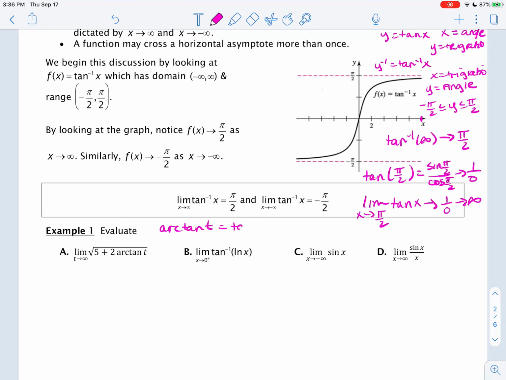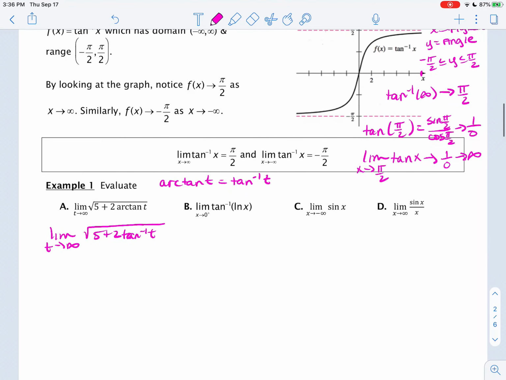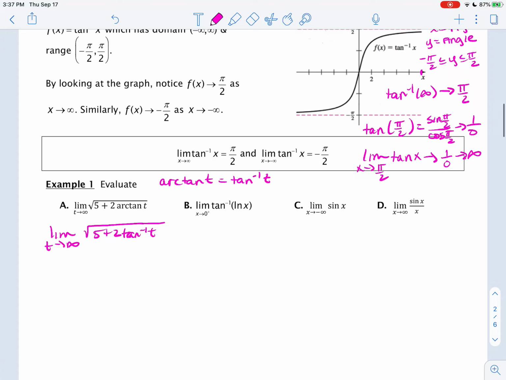Arctan is the same as inverse tangent of t. Okay, so if we were to calculate the limit as t goes to infinity of 5 plus 2 inverse tangent of t, we can see that as we're going to positive infinity, this is going to go to 5 plus 2 times pi over 2, and we can say that that is equal to 5 plus pi. Constants, the limit of a constant is a constant even when we are taking limits at infinity.